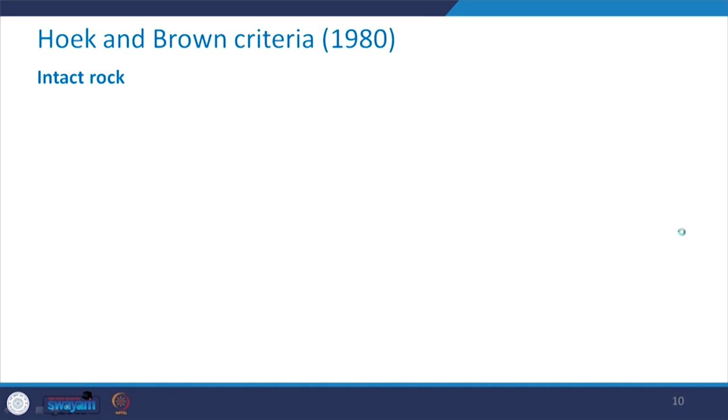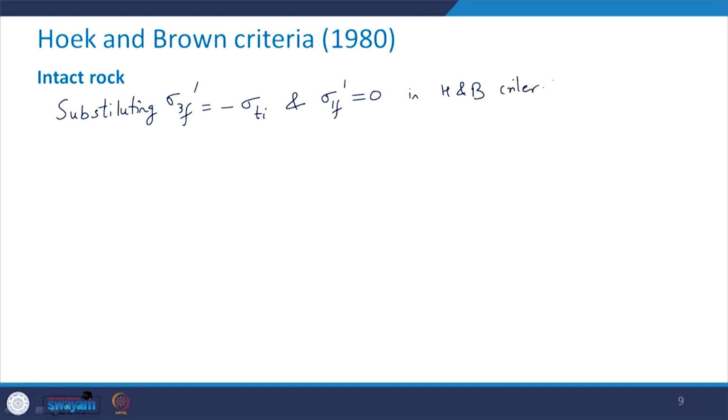Now, we just substitute sigma 3f equal to sigma ti with its appropriate sign. So, we substitute sigma 3f prime equal to minus sigma ti, and when this is there, we will have sigma 1f prime equal to 0, in the Hoek and Brown criterion equation.